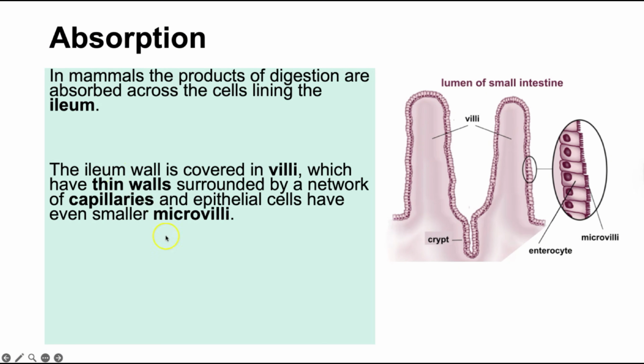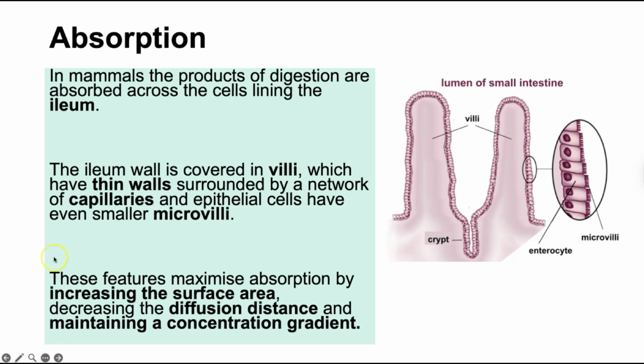So the ileum wall is covered in villi, which are these foldings, which have thin walls surrounded by a network of capillaries, and also these epithelial cells have even smaller microvilli, which is the folding of the cell membrane. And it's those features that maximize absorption. So the increased surface area is the villi and the microvilli, because you've got that highly folded surface. Decreasing that diffusion distance is because there's thin walls, but also the capillary network branches all the way up into the villi. So it's a short distance to diffuse across to reach the capillary network.